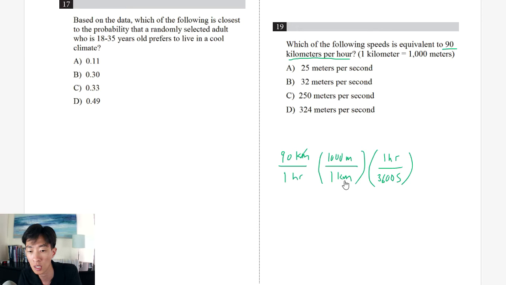Notice kilometers cancel out, and then hours and hours cancel out. So the units you're left with are meters per second. So when you do this on your calculator, you're going to get 90,000 divided by 3,600, and that's going to be meters per second. And the answer comes out to 25, which is choice A.